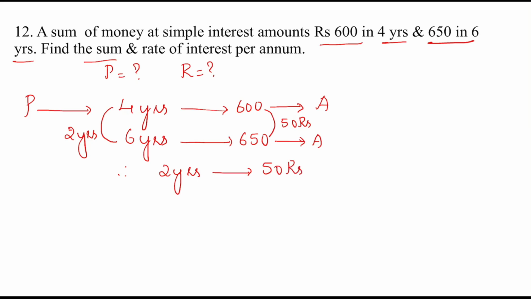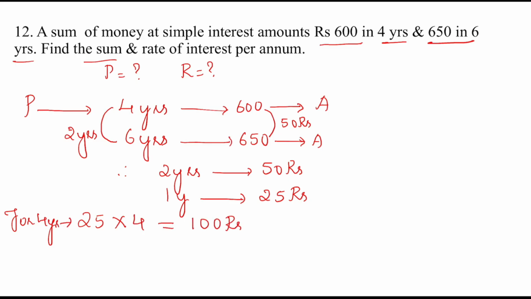That means for 1 year it is how much? It is 25 rupees. So 25 rupees for 1 year means for 4 years how much will it be? For 4 years it will be 25 into 4, which is equal to 100 rupees. This is 100 rupees simple interest.